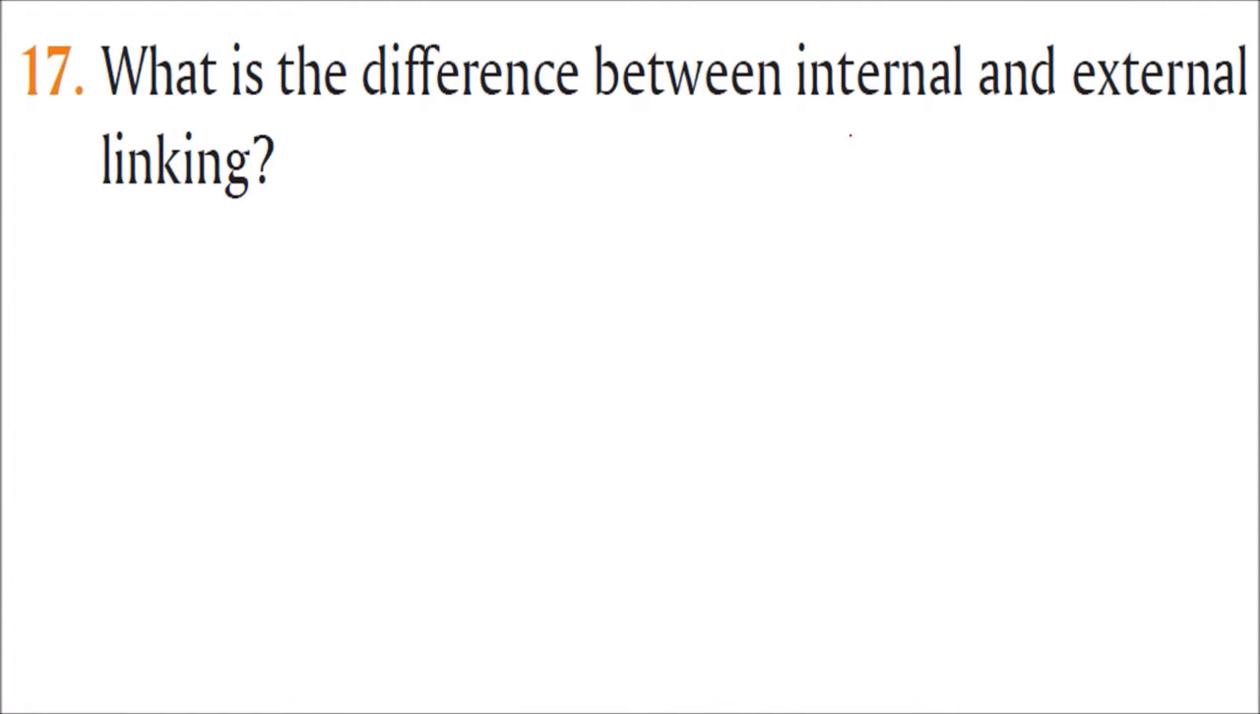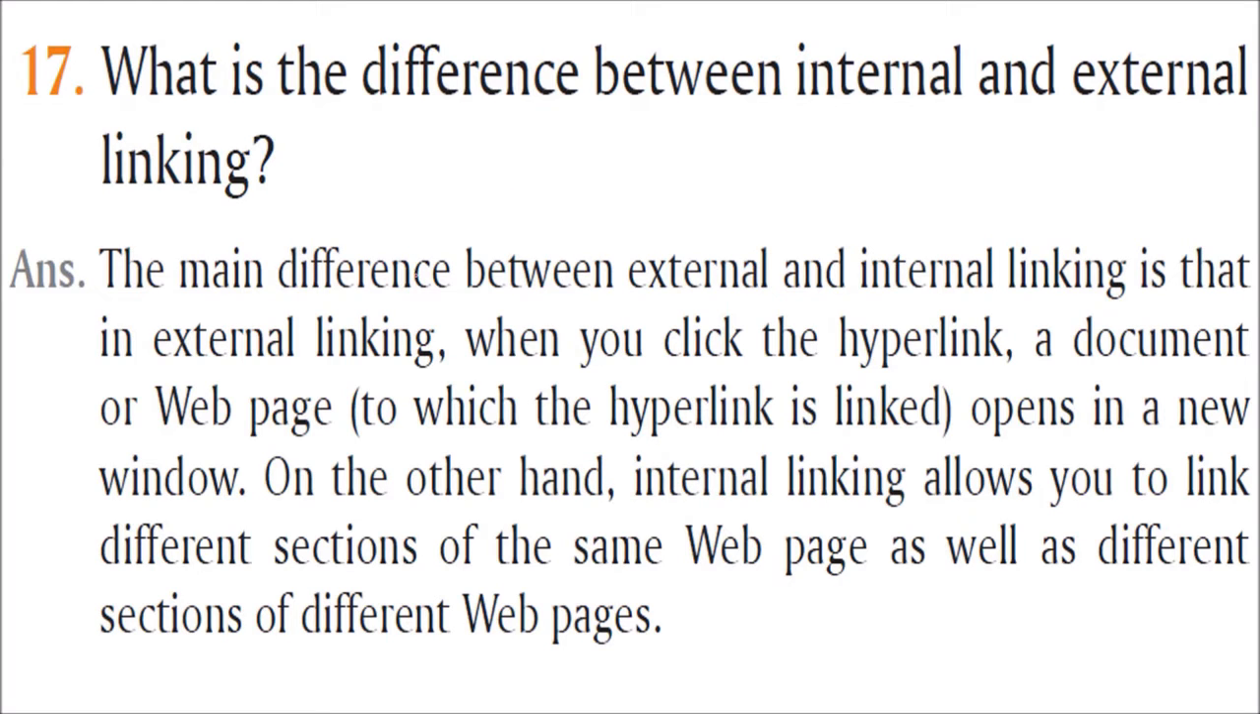What is the difference between internal and external linking? The difference is that in external linking, when you click the hyperlink, the document or web page to which the hyperlink is linked opens in a new window. So here you have a link. When you click it, it will open in a new tab or a new window of the web browser.